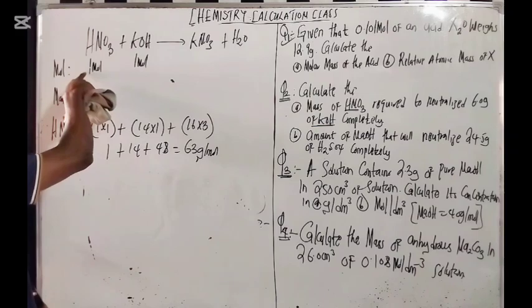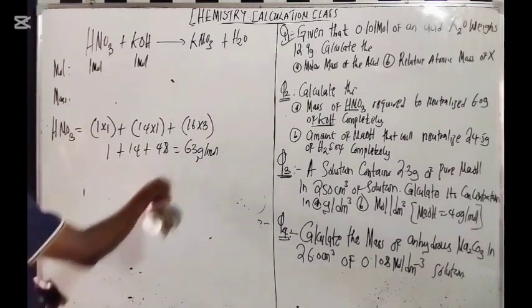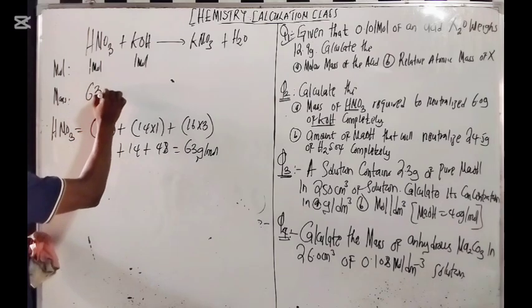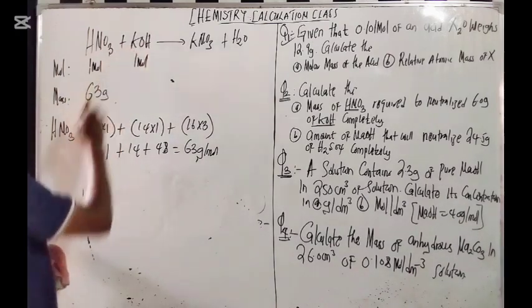So how many mole do you have here? Here we have 1. 1 times 63, here we have 63. So it will be 63 gram. Is it clear? Look at potassium here.